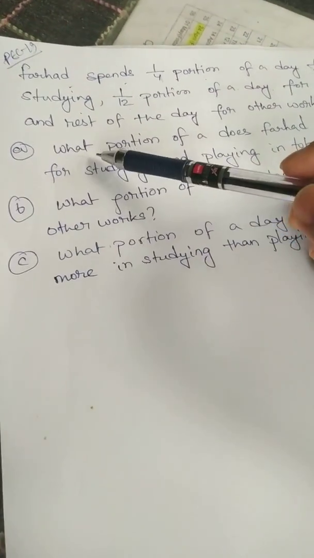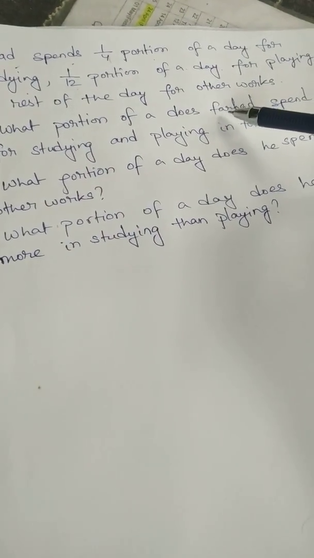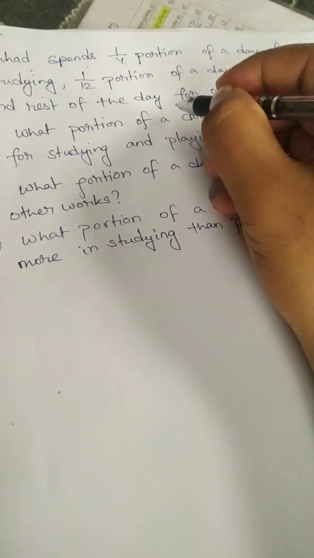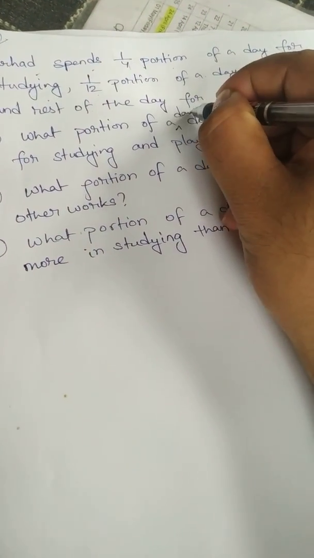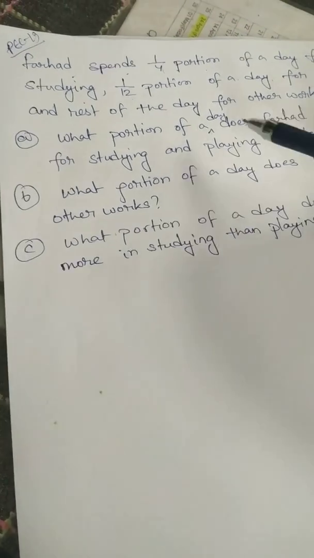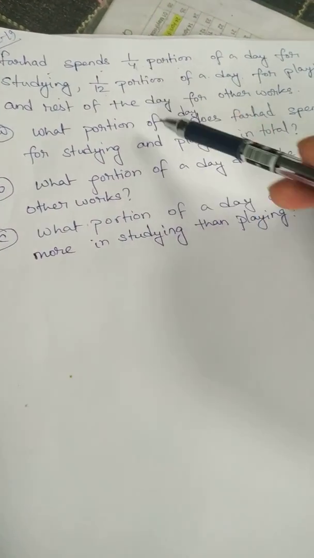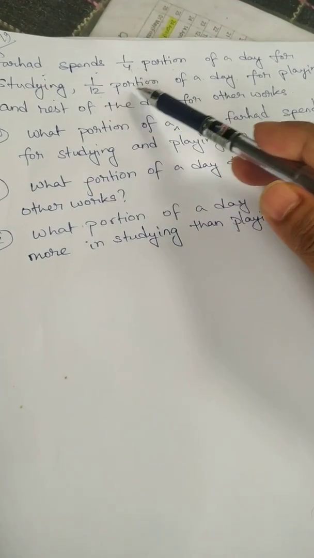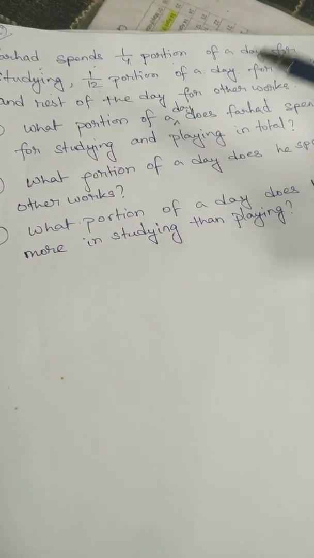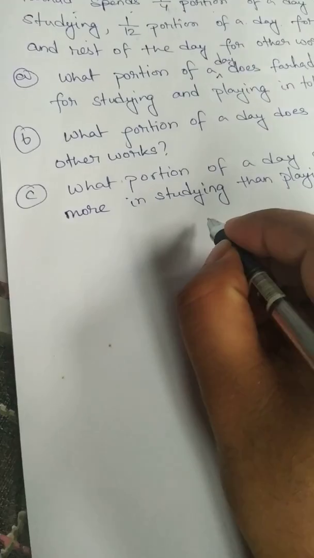So the first question is, what portion of a day does Farhad spend for studying and playing in total? So it's very easy. For studying he takes 1 by 4 portion, and for playing he takes 1 by 12 portion. So we just add them, we'll have the answer. Okay, so let's write the solution.